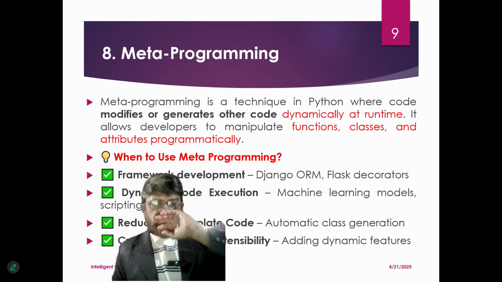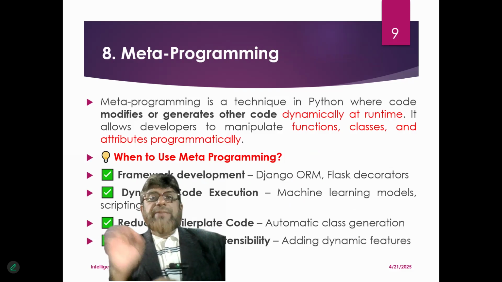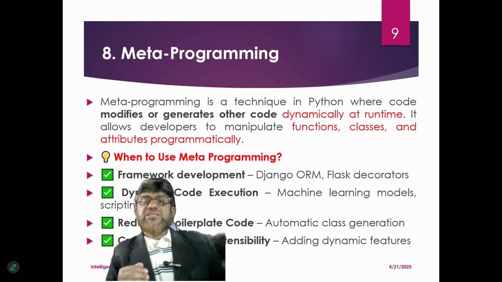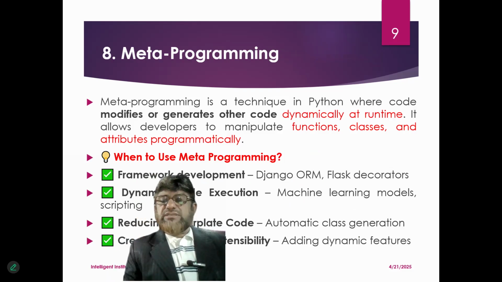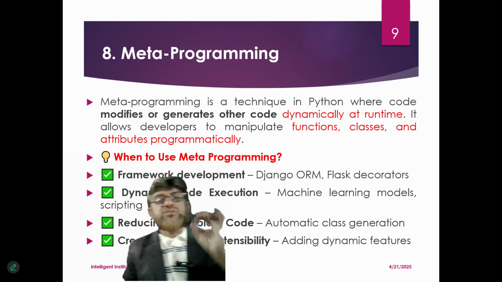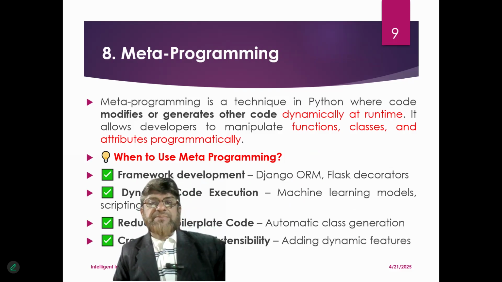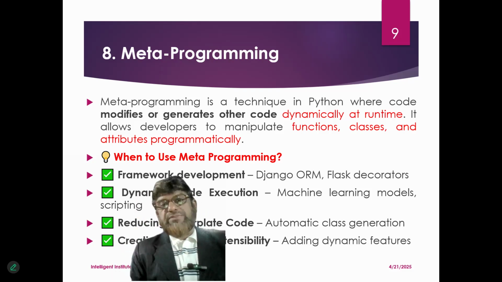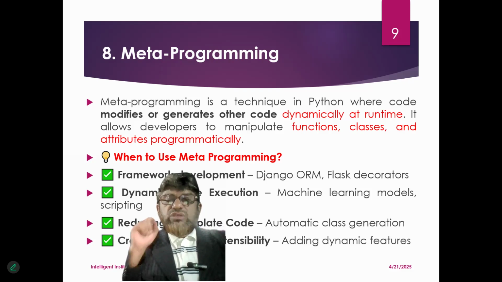Fine. The next technique we have is called metaprogramming. Basically, in metaprogramming we can dynamically modify things at runtime. Like we want to modify some functions, modify the class data, and also class attributes. So we can use this concept of metaprogramming. Fine. And also here we can see some features of when to use metaprogramming. Basically, we use metaprogramming with the help of Django and Flask.